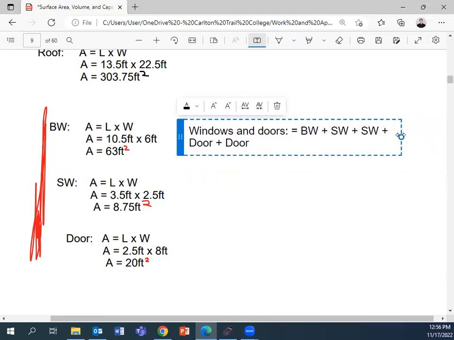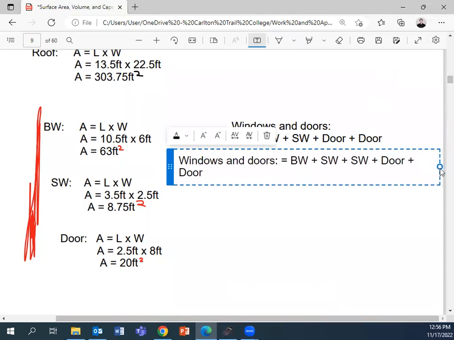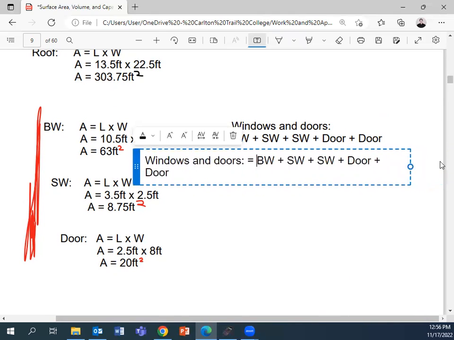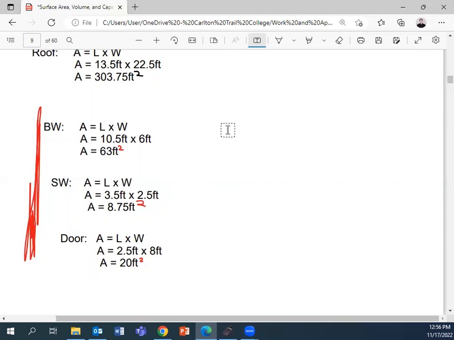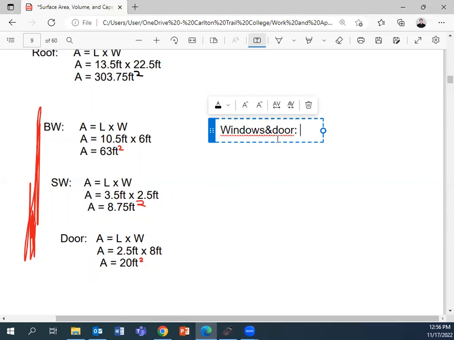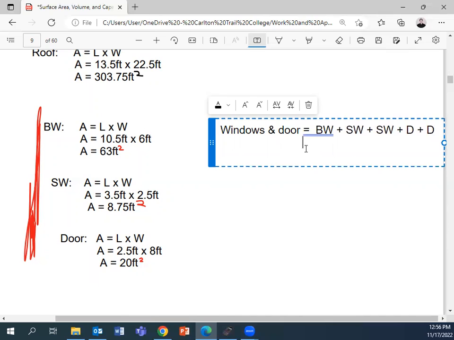Let's write that into a formula instead. Make that a little bit nicer. Okay. What am I doing? Windows and door. So what did I say? Big windows, small window, door. Sure, let's do that. Equals. It's a mathematical equation.